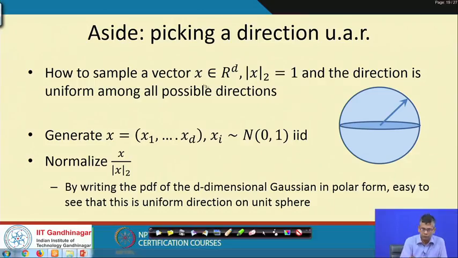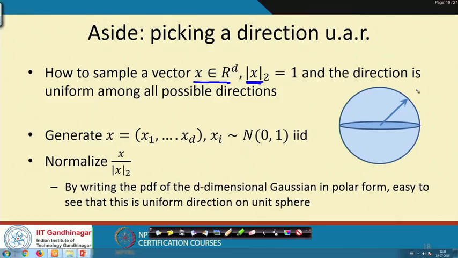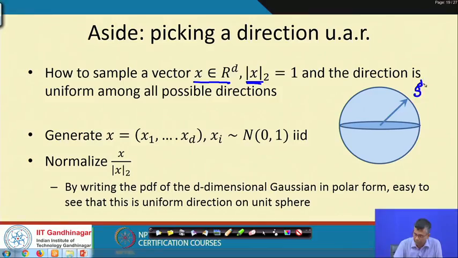Suppose we want to choose in d dimensions a vector x such that the 2 norm of x is 1 and the direction of the vector is uniform among all possible directions in d dimensions, which means that it lies on the surface of the unit ball in dimension d minus 1. Okay. So, here is the way to do this, right.